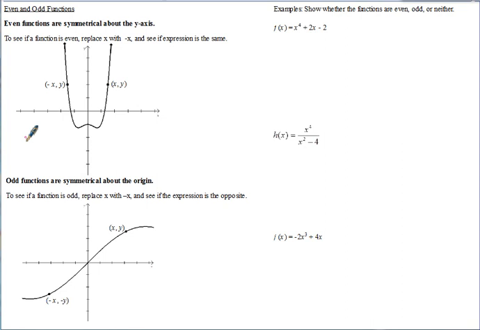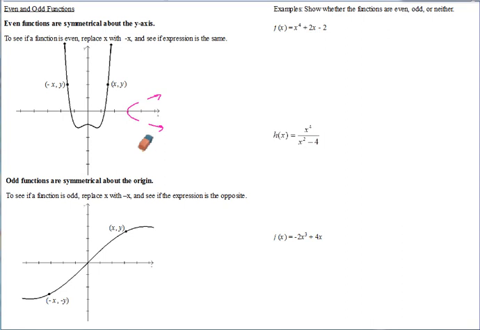Now let's take a look at what are called even and odd functions. They're similar to what we talked about with symmetry, except we don't have a function that's symmetrical about the x-axis, because that is not a function. If it's symmetrical about the x-axis, something like this, that would not be a function because it wouldn't pass the vertical line test. For one x value here, you'd have two different y values. So that's why we don't have any functions that are symmetrical about the x-axis, only about the y-axis or the origin.